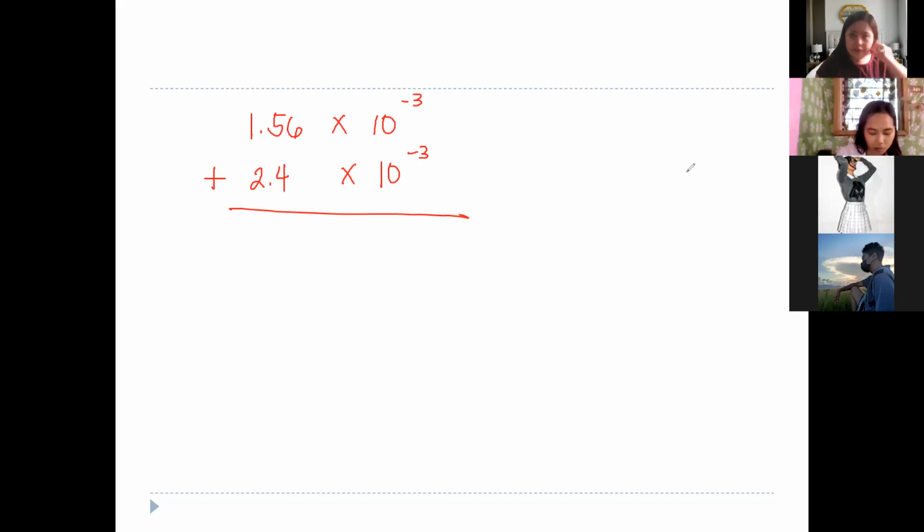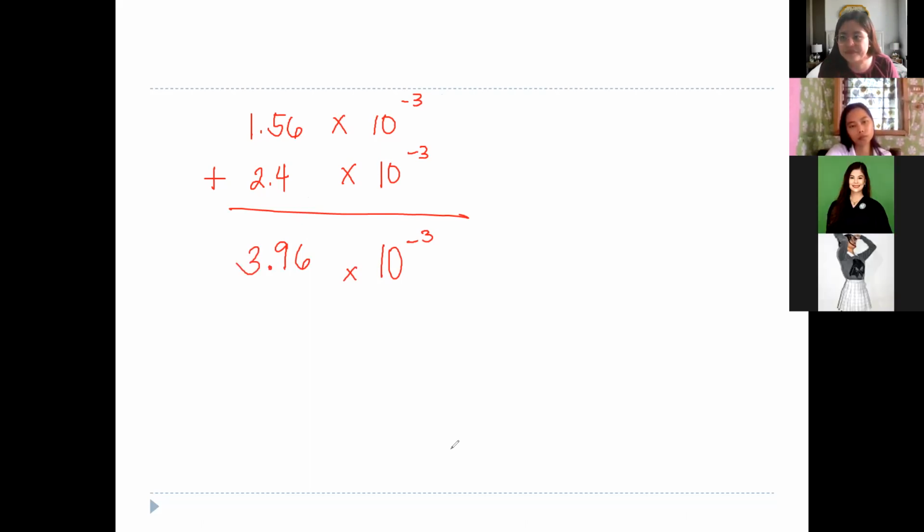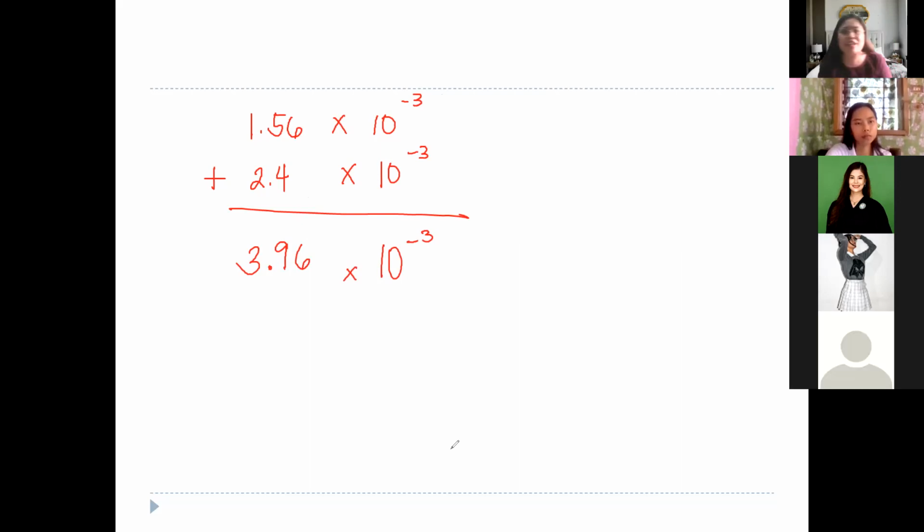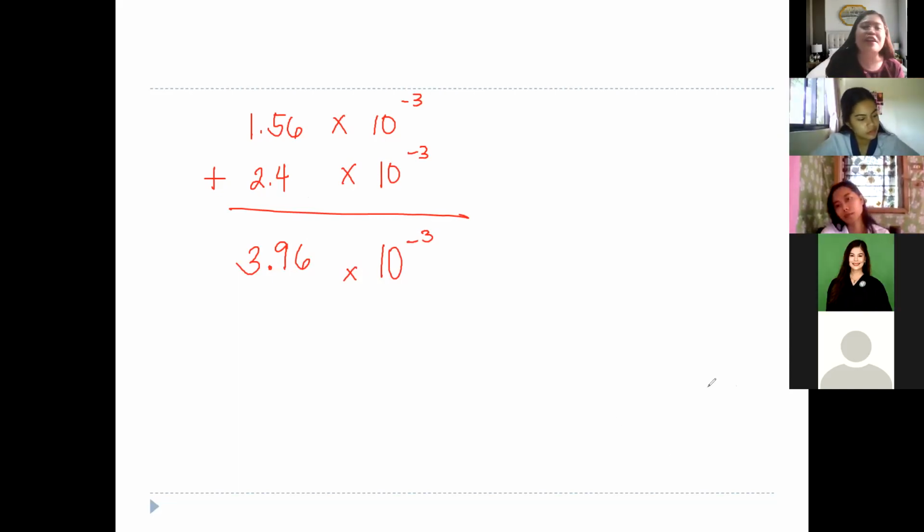In our solution, right? Copy this, because they have the same exponent. No need to adjust. So times 10 raised to the power of negative 3, and then let's add 6. Bring down the 6. 5 plus 4 is 9, and then 1 plus 2 is 3. Now if I ask you, is this the final answer? No, ma'am. Why not? We must follow our rules on significant figures. Okay, very good. We still need to follow the rules of significant figures.